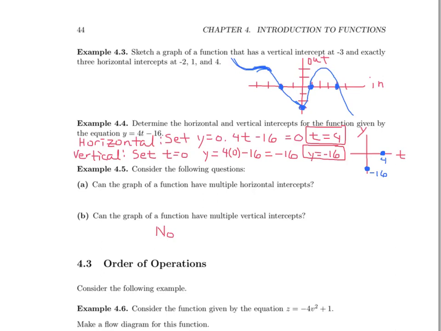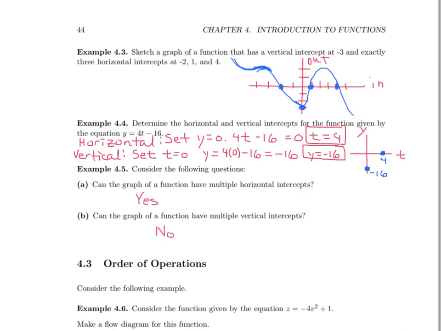Now let's look at question A. Can the graph of a function have multiple horizontal intercepts? Well, a horizontal intercept is an input value that causes the output to equal 0. So if I ask whether a function can have multiple horizontal intercepts, I'm asking, is it possible for a function to have more than one input that causes an output of 0? Can more than one input give an output of 0? In this case, the answer is yes.